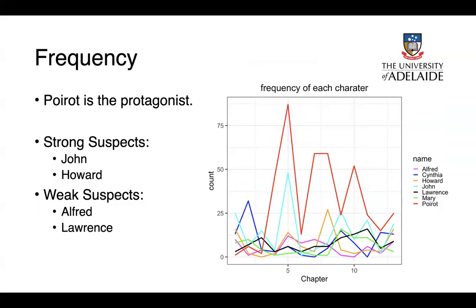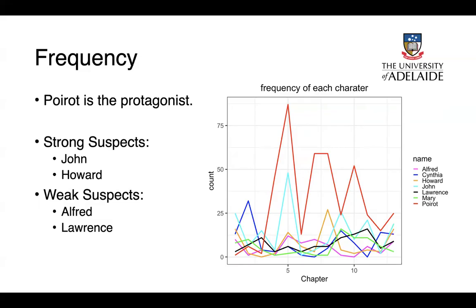In second step, we have 7 characters, and we need to determine who culprits are. The first method we use is frequency. We simply count how many times each character appears in each chapter, and we draw this plot. First, we know Poirot is the protagonist and the detective, because we know that in detective novels, the identities of true culprits are usually exposed in the last few chapters.